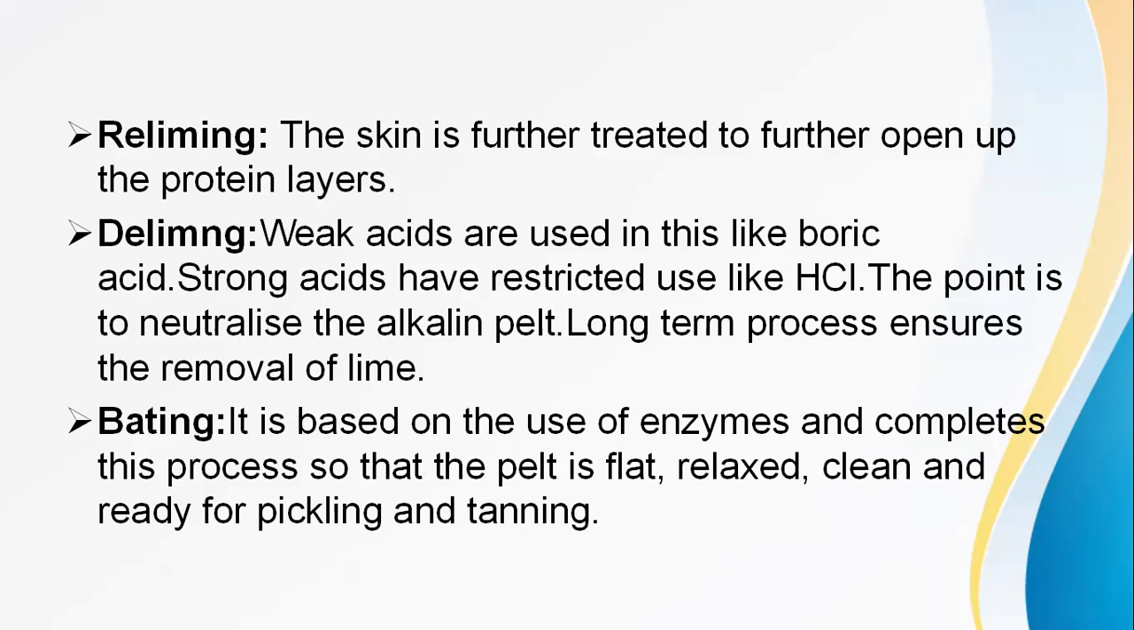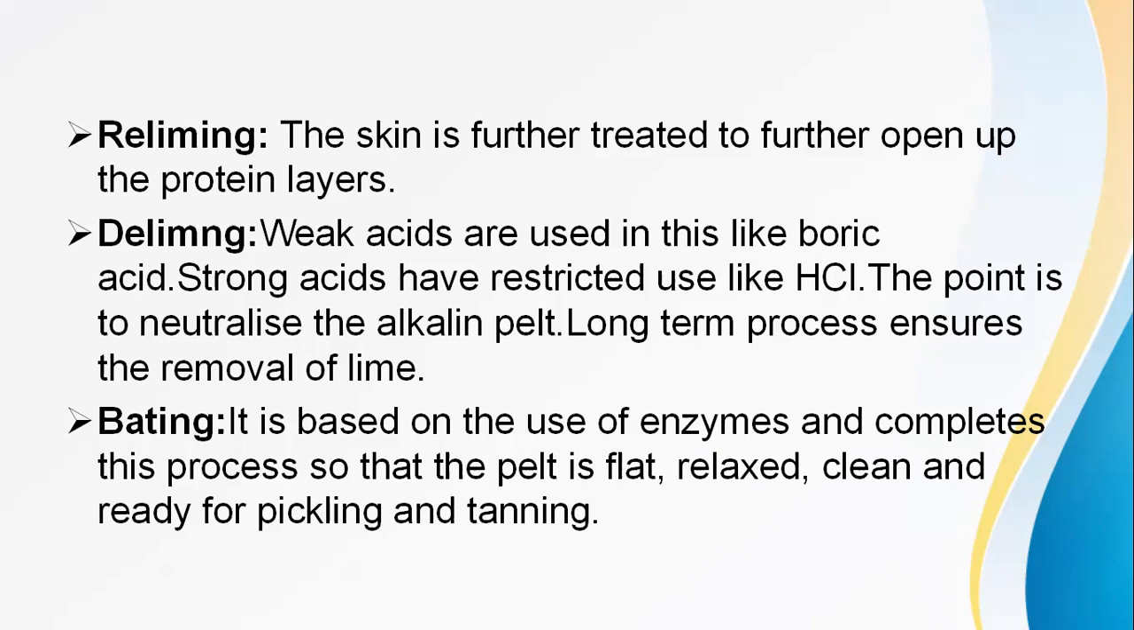Deliming. The reverse process takes place in the deliming. What is the purpose of it? The point is to neutralize the alkaline. Deliming is done to neutralize the alkaline skin, hide or pelt. This long-term process ensures the removal of lime. Weak acids like boric acid are used in this; strong acids have restricted use, such as HCl, HNO3 or H2SO4. Bating is based on the use of enzymes. Enzymes complete this process so that the pelt is light, relaxed, clean, and ready for pickling and tanning.